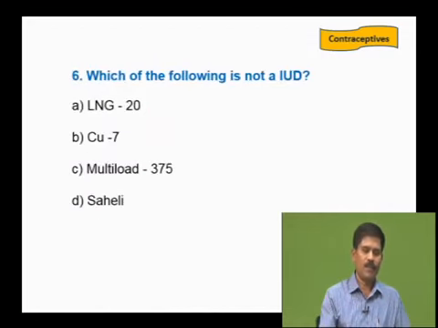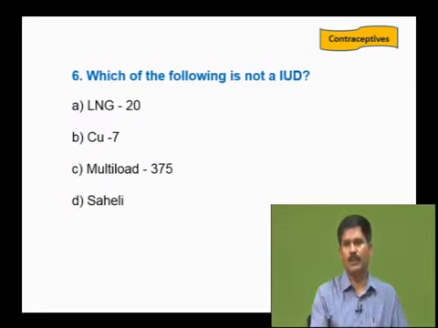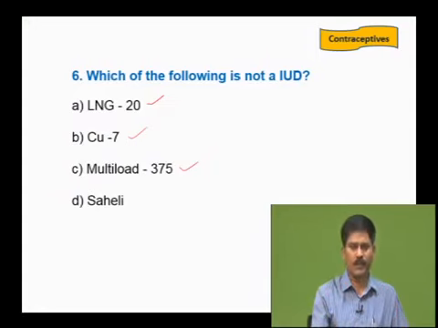Look at the next question. Which of the following is not an IUD, intrauterine device? In these questions, which one is not an IUD. LNG-20, it's a hormonal IUD. Then copper 7, it's a copper releasing IUD. Multiload 375 is also a copper releasing IUD, but Saheli is a new oral contraceptive pill developed by CDRI Lucknow. So which of the following is not an IUD? D is the right option.